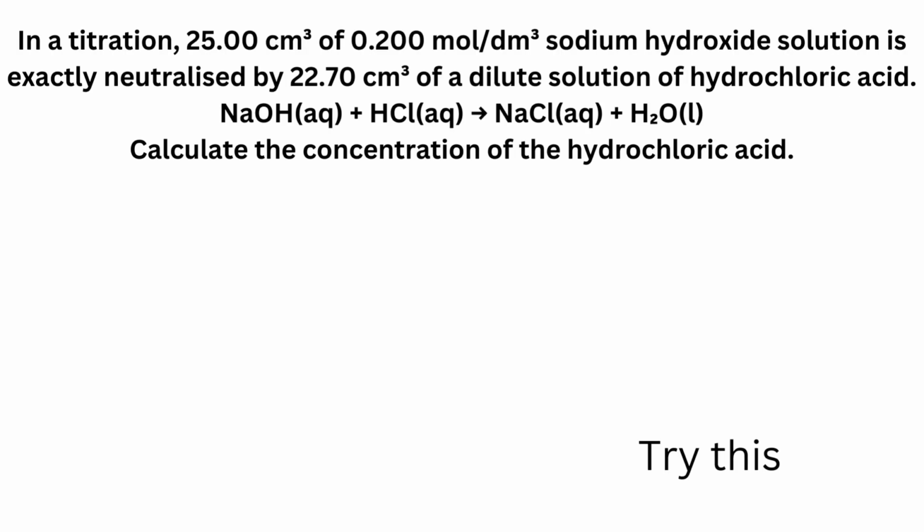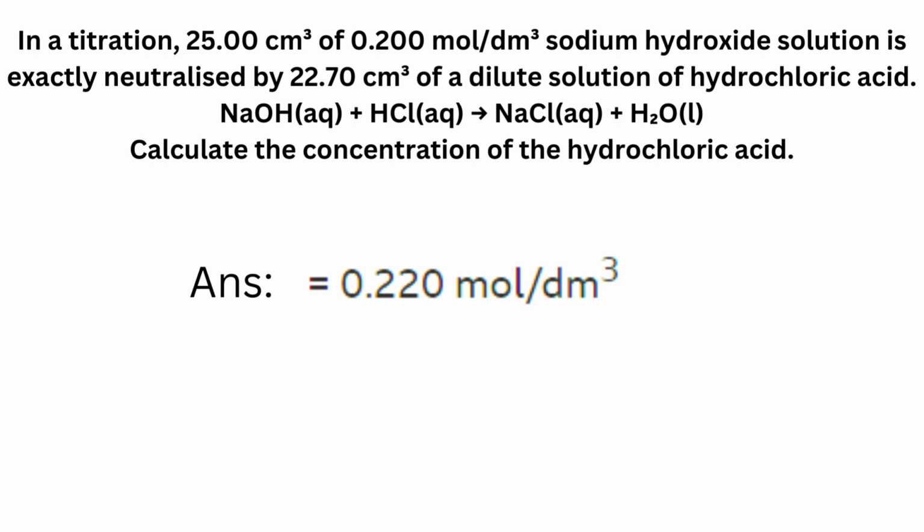Next example. In a titration, 25 cm³ of 0.2 mol/dm³ sodium hydroxide solution is exactly neutralized by 22.70 cm³ of a dilute solution of hydrochloric acid. NaOH plus HCl gives NaCl plus H2O. Calculate the concentration of the hydrochloric acid. You can try this. The answer you are getting is 0.220 mol/dm³.